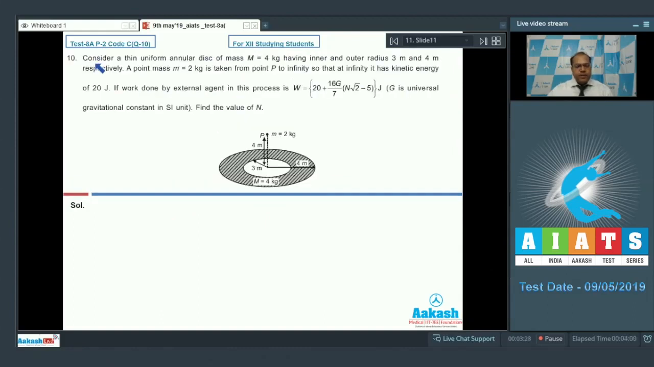In question number 10, consider a thin uniform annular disc of mass 4 kg having inner and outer radius 3 meter and 4 meter respectively. A point mass m equal to 2 kg is taken from point P to infinity so that at infinity it has kinetic energy of 20 joule. If the work done by the external agent in this process is given by this expression, then we have to find the value of n. From the work-energy theorem, the work done by the external agent is equal to the change in kinetic energy of the system plus the change in potential energy of the system.